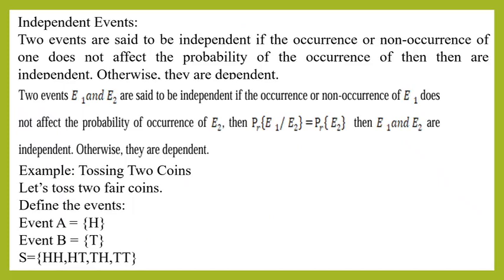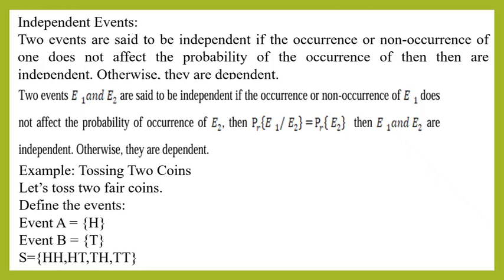Then independent events. Two events are said to be independent. That's the opposite of dependent. If the occurrence or non-occurrence of one does not affect the probability of the occurrence of the other, then they are independent. Otherwise, they are dependent. Two events, E1 and E2, are said to be independent if the occurrence or non-occurrence of E1 does not affect the probability of the occurrence of E2. Then the probability of E1 given E2 is equal to the probability of E1, then E1 and E2 are independent, otherwise they are dependent.